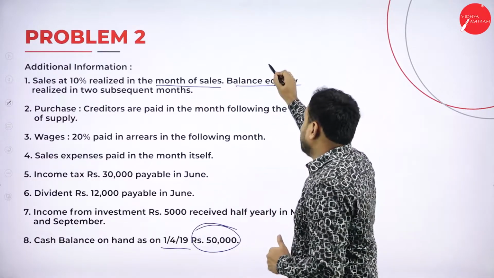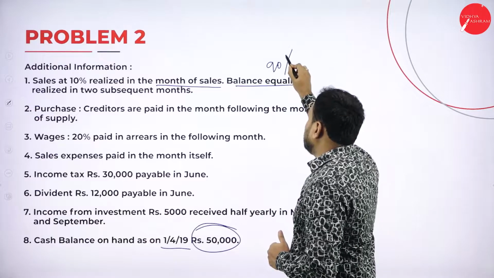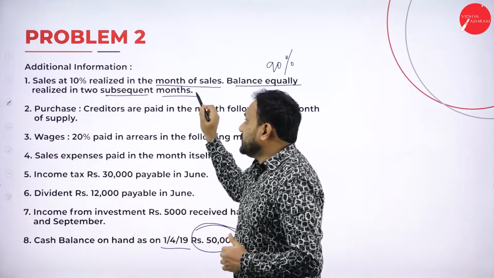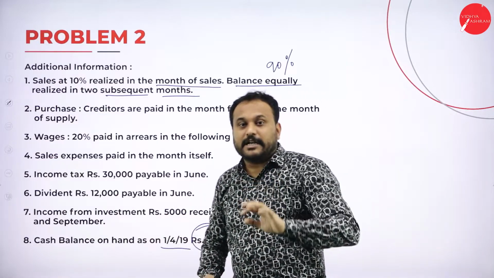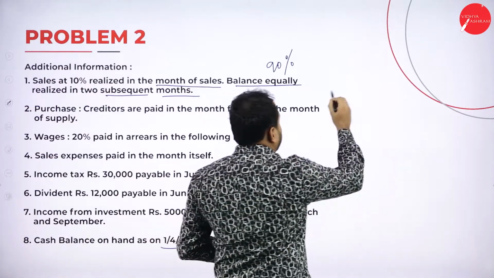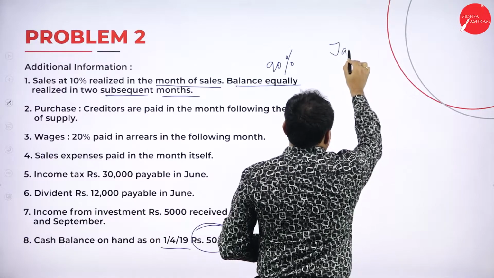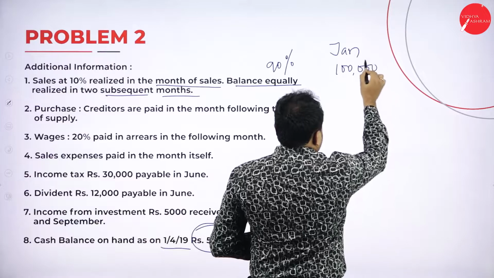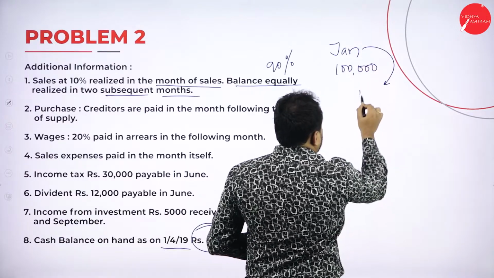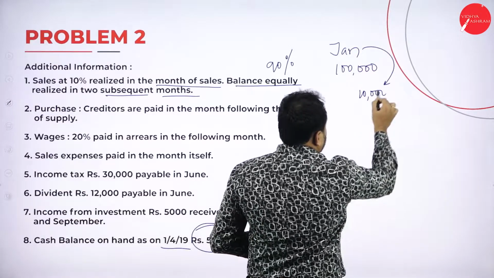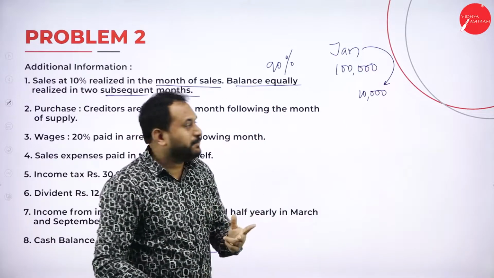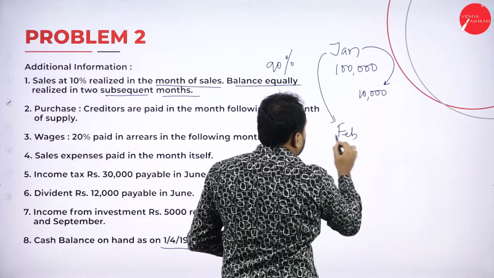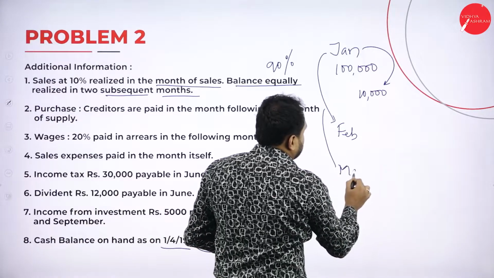See, 10% I have taken. So how much is the remaining? 90% is there, realized in 2 subsequent months. That means 2 months. Say, for example, in the month of January I have done sales of 1 lakh rupees, and in January itself I have collected 10,000. So 2 subsequent months mean what? After January, what are the months? One is February, another is March.